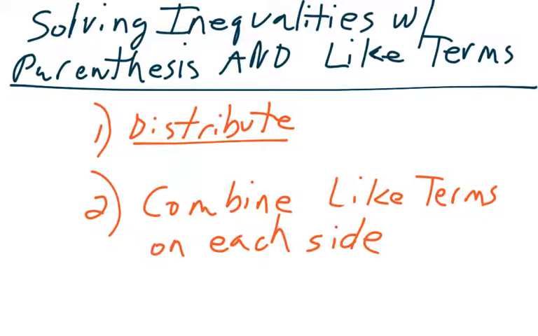You should draw a line through the inequality sign and look to combine or add the similar terms on each side. And once you do those two steps, you would solve the remaining two-step inequality. So let's look at an example.